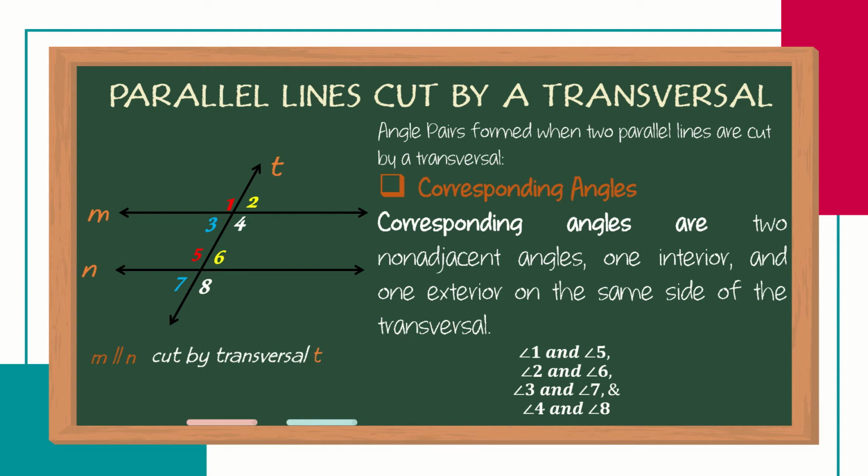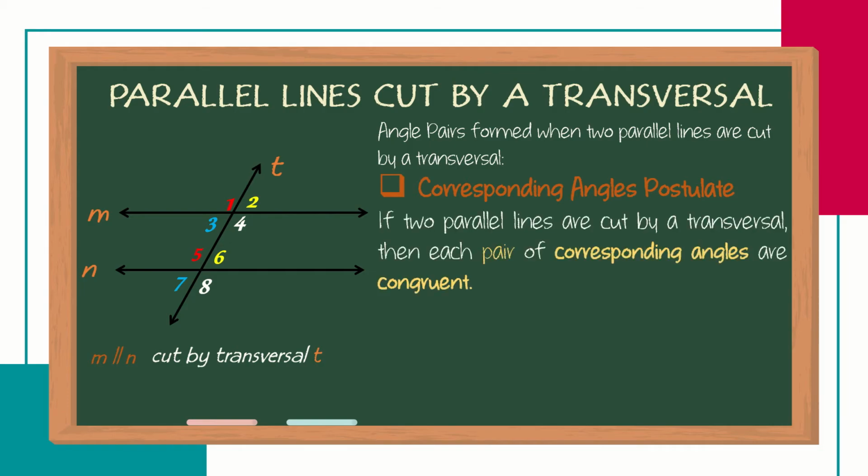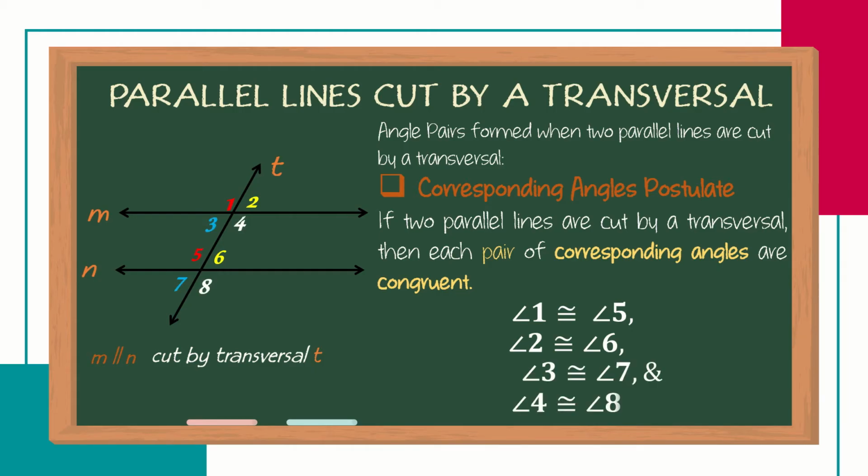And for the corresponding angles postulate, if two parallel lines are cut by a transversal, then each pair of corresponding angles are congruent. Therefore, angle 1 and angle 5 are congruent, angle 2 is congruent to angle 6, angle 3 is congruent to angle 7, and angle 4 is congruent to angle 8.